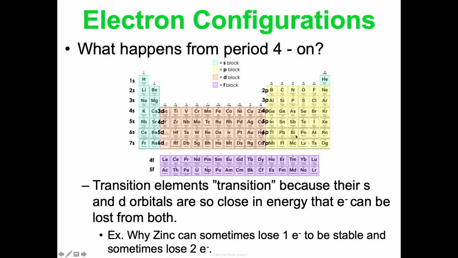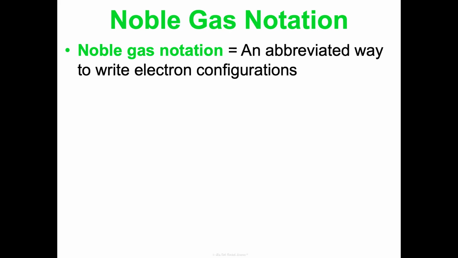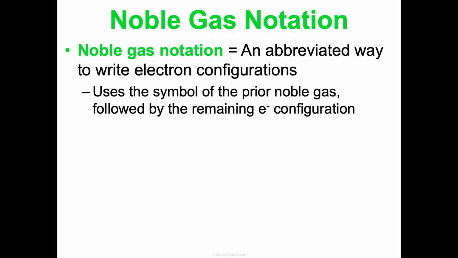Okay? Now, what you may have noticed when you were doing that last practice is that as you got to ones like gold and xenon, you're like, golly, this is getting long. This is a lot to write. Well, there's a shorthand notation that we can use, and that's the noble gas notation. So this is just an abbreviated way to write these electron configurations. Basically, all you do is you go to the symbol of the previous noble gas, and then you just write the electron configuration from there on.